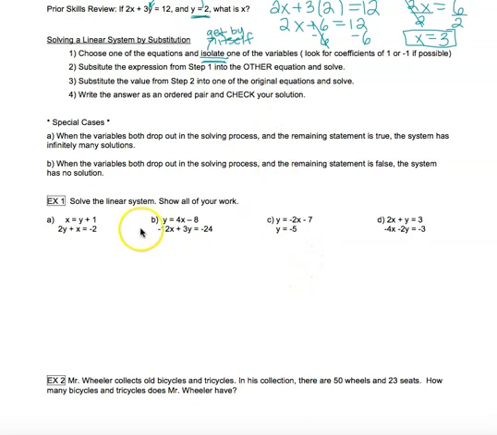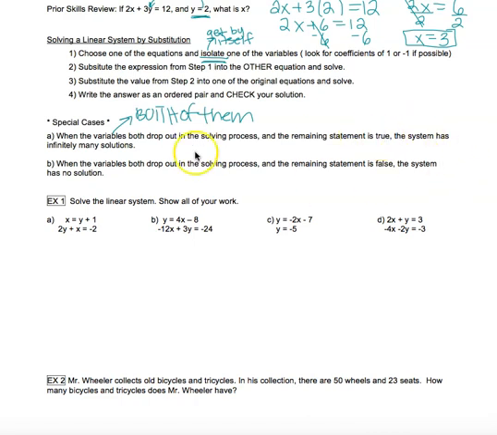When we're not graphing, when we're solving algebraically, the way that this happens is both the variables drop out. So when both of the variables drop out in the solving process, and all you've got left is numbers, you're automatically going to have either a true or a false statement. So you might have 10 equals 10. Well, that's true. Or you might have 0 equals 10, which is obviously false.